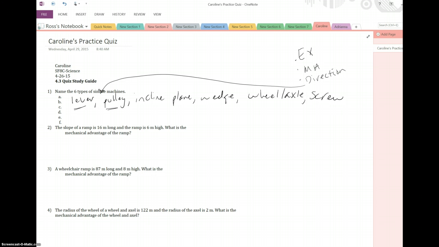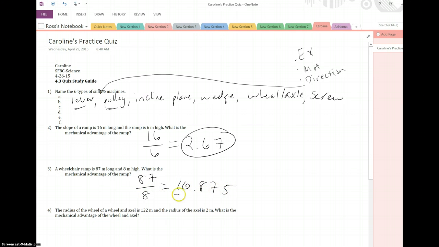Okay. The slope of a ramp is 16 meters long and the ramp is 6 meters high. What is the mechanical advantage? So we figure this out as in Adrianna's. We take 16 divided by 6, length by height, and that's going to equal 2.67. A wheelchair ramp is 87 meters long and 8 meters high. What's the mechanical advantage? 87 divided by 8, and we're left with 10.875.